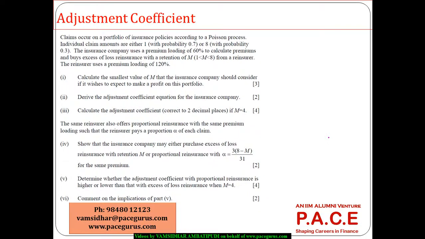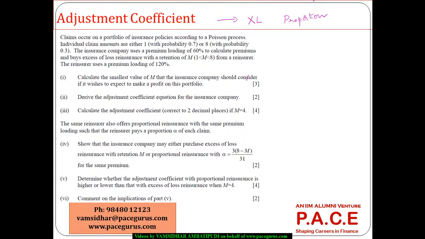Now, let's look at this interesting numerical which helps us in computing the adjustment coefficient for excess of loss reinsurance along with a proportional reinsurance, just to compare in which mechanism the probability of ruin is much lesser. Right, it's an interesting numerical from that standpoint. Let's see how it is working.